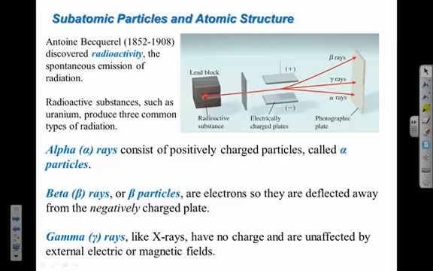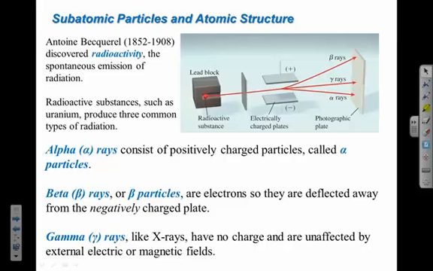We can use charged plates to see if the stuff coming out of the atom is charged. Yes? The lead block is just to keep it neutral so it won't escape. Yeah, the lead is dense so that the radiation won't go through the block, and it will only be able to escape in one direction.